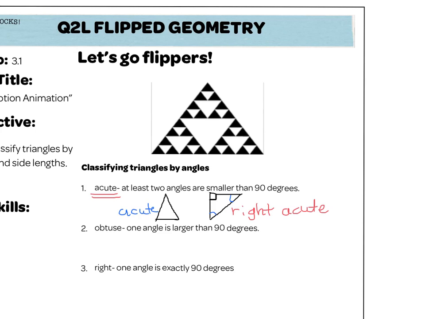The next type of angle we're going to look at is classifying by obtuse. A triangle that is obtuse has one angle that's larger than 90 degrees. That will be in our picture angle C. Because angle C is larger than 90 degrees, that makes triangle ABC an obtuse triangle.